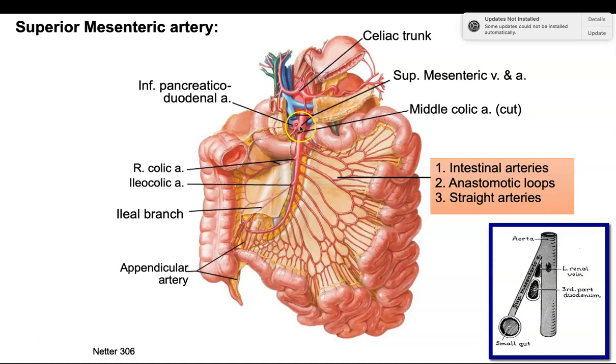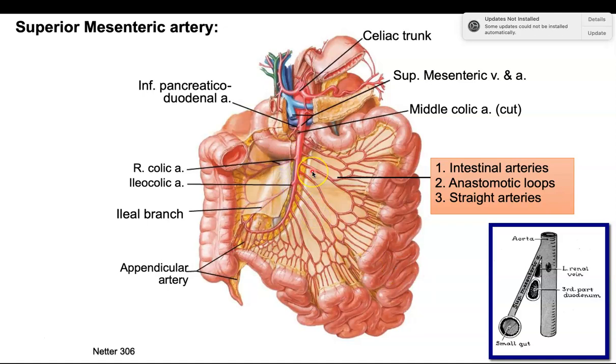And I mentioned this relation when I was talking about the duodenum. You see, this is the third part of the duodenum, and it runs in the angle between the superior mesenteric artery and the aorta. Here you can see the aorta and the superior mesenteric artery here. The third part of the duodenum runs in the angle between those two big blood vessels. In addition to that, the left renal vein, coming from the kidney, also runs in that angle.